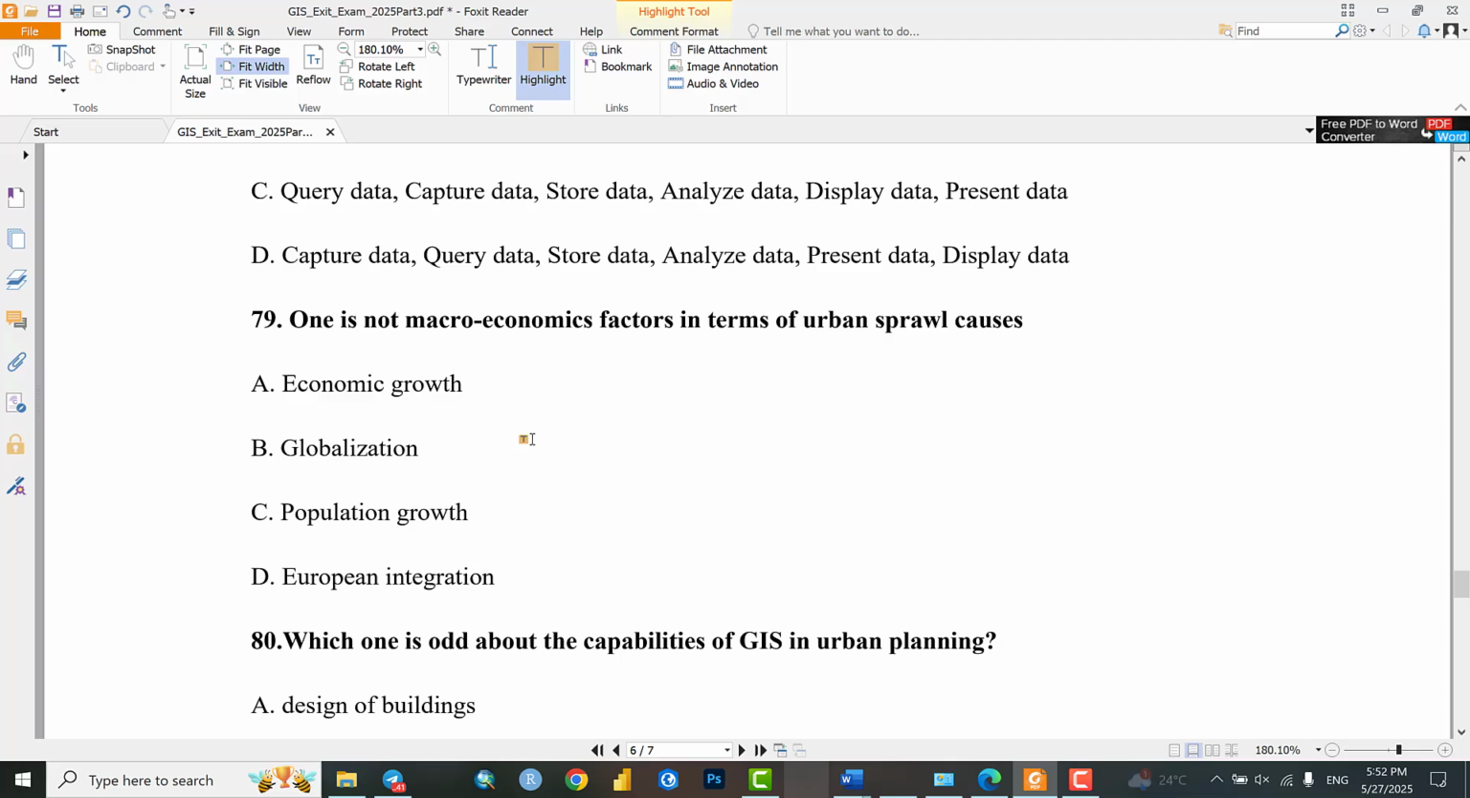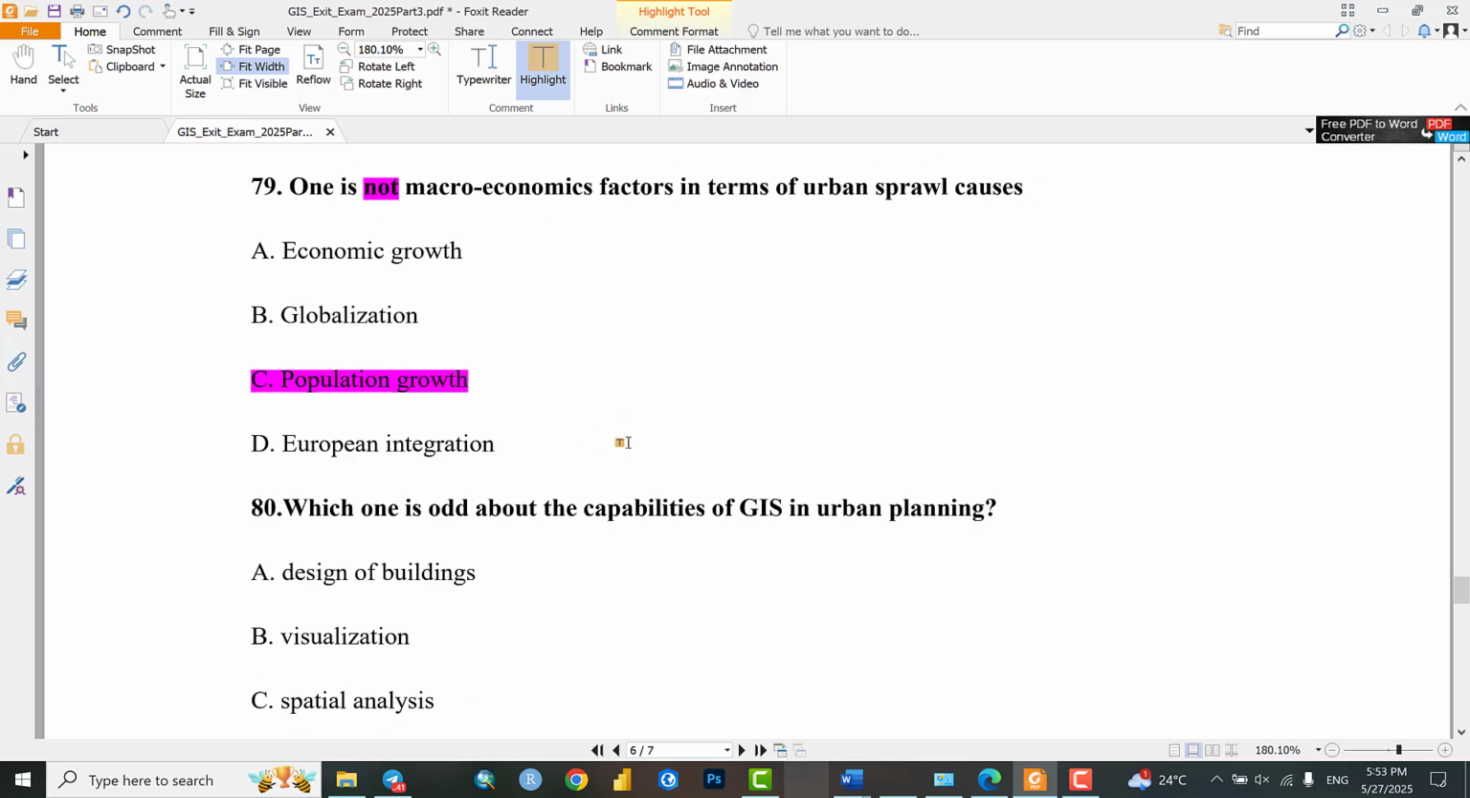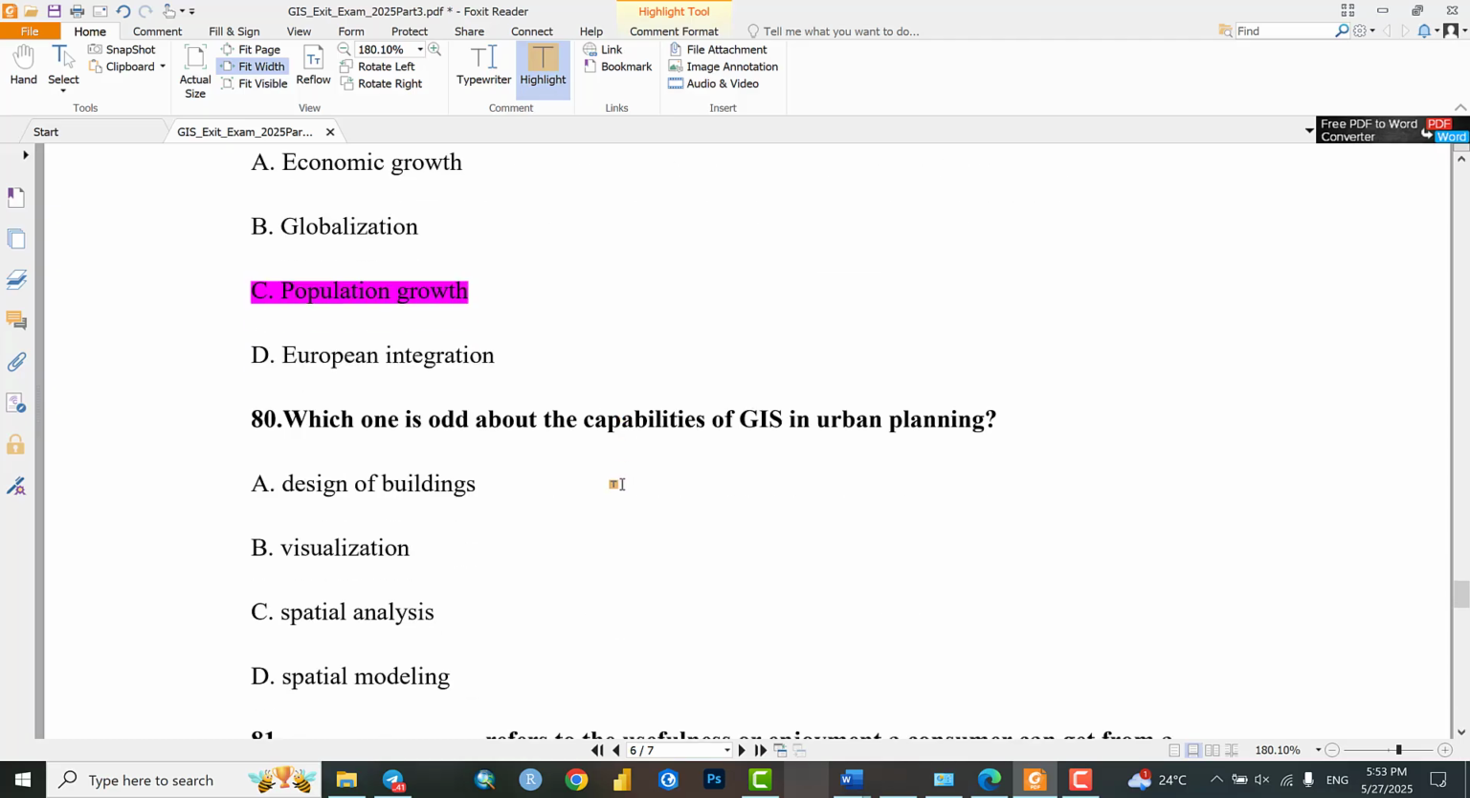79. Which one is not a macroeconomic factor in terms of urban sprawl causes: economic growth, globalization, population growth, European integration. So this is population growth. Population growth is micro and the others are macro. Okay, 80.